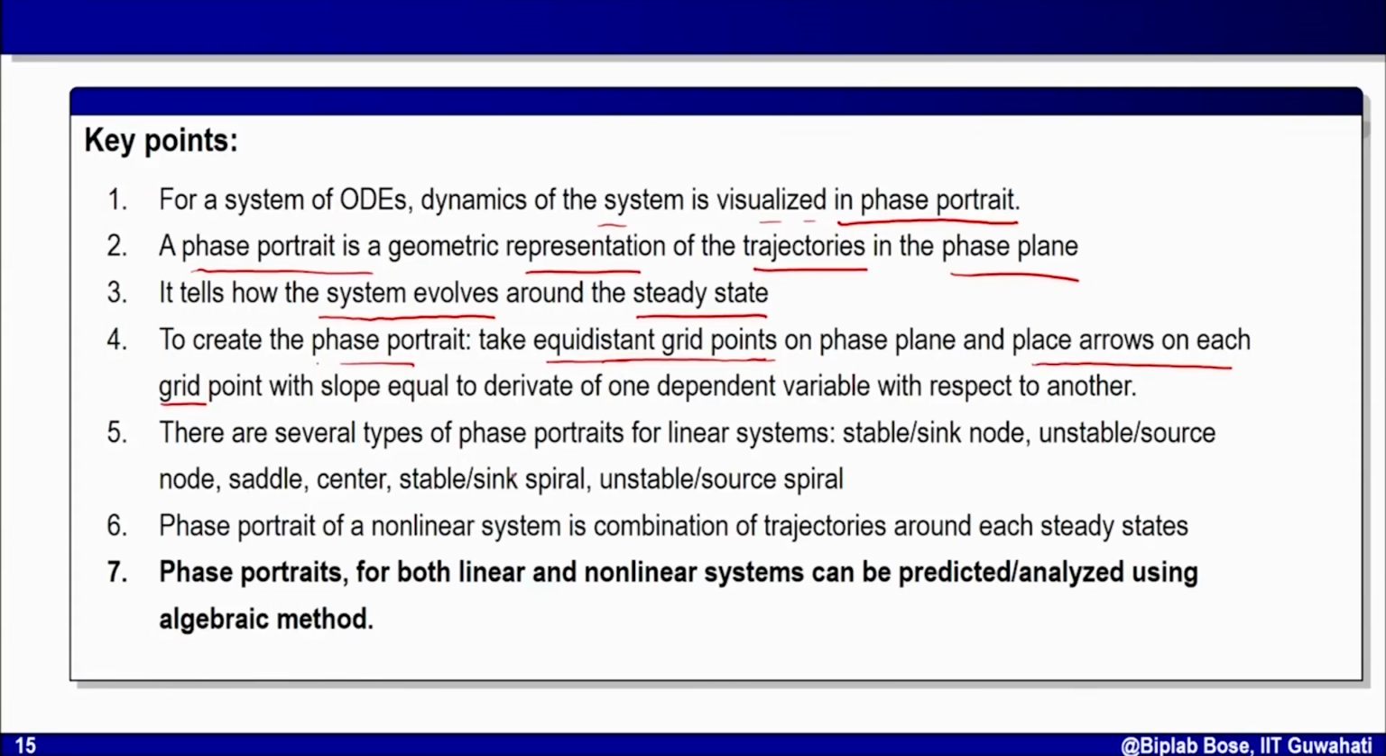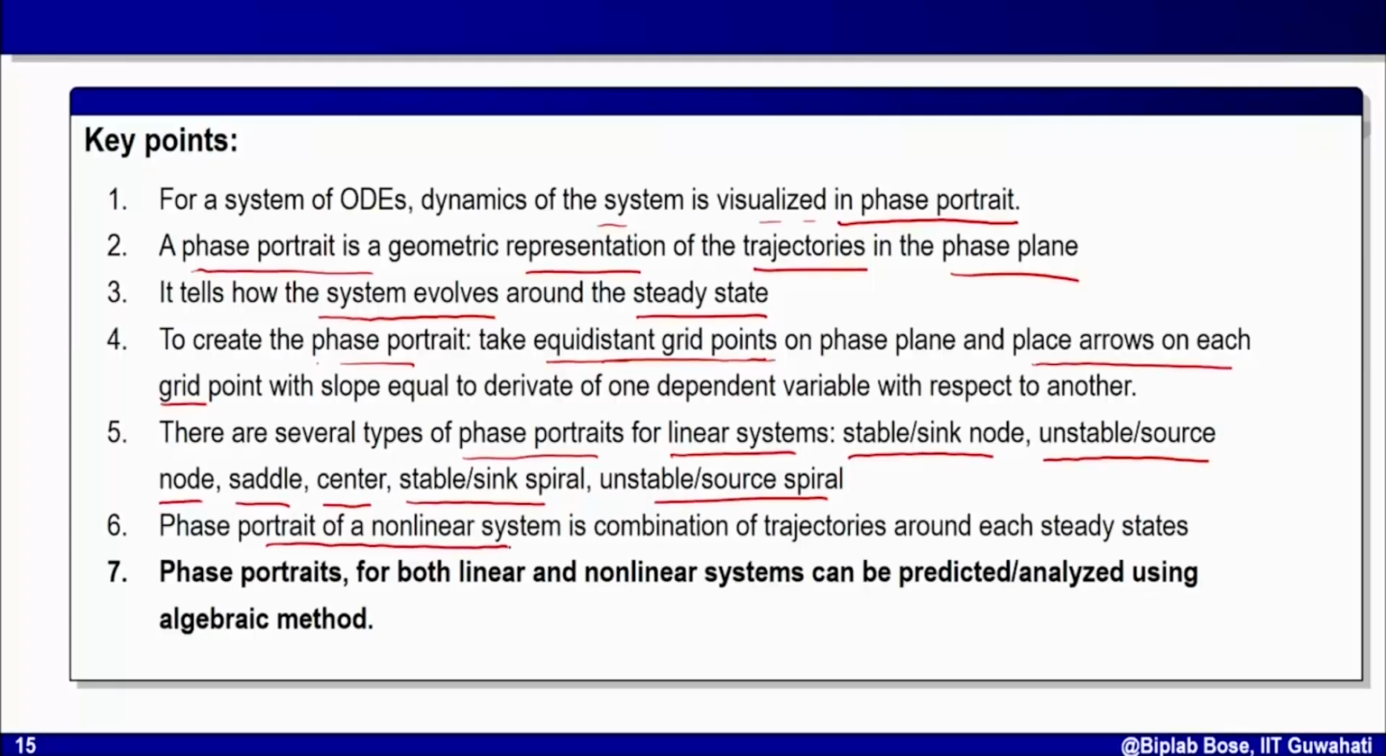Then we have discussed that there can be different types of phase portrait for a linear system. I can have a stable sink node. I can have an unstable source node. I can have saddle type. I can have center. I can have a stable sink spiral. I can have a source spiral. These are essentially phase portraits for individual linear systems. I can consider the phase portrait for a nonlinear system as a combination of multiple phase portraits corresponding to each of the steady states. So the phase portrait of a nonlinear system is nothing but a combination of trajectories around each steady state.